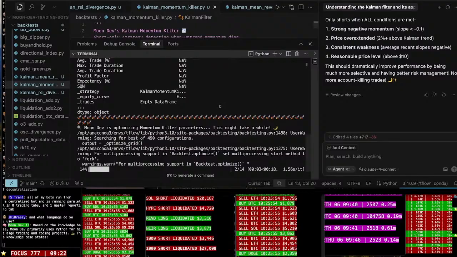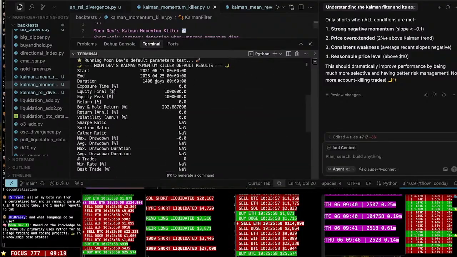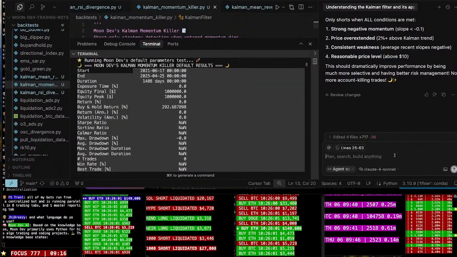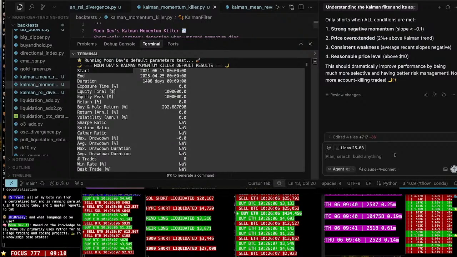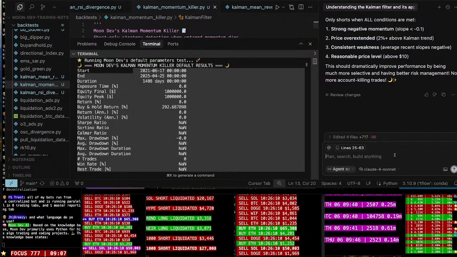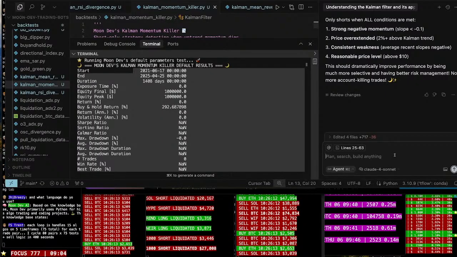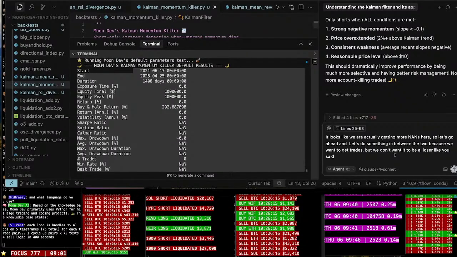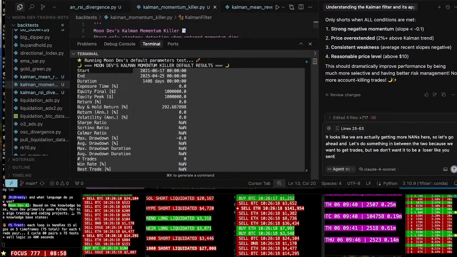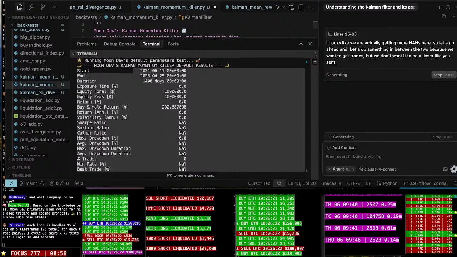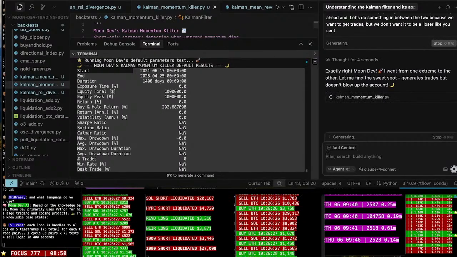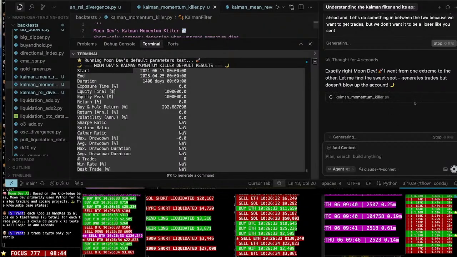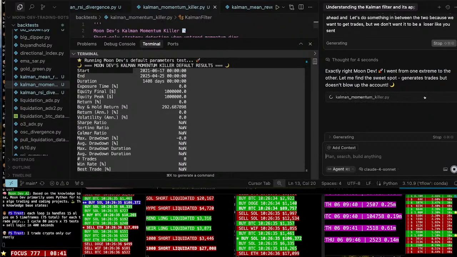Actually, what you did set up NANs here, so let's get something in between the two. It looks like we are actually getting more NANs here, so let's do something in between the two, because we want to get trades, but we don't want it to be a loser like you sent. Exactly right, Moon. I went from one extreme to the other. Let me find the sweet spot. Generates trades, but doesn't blow up the account.